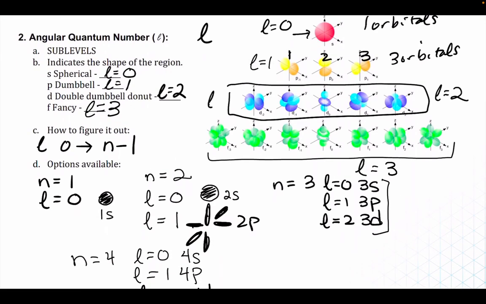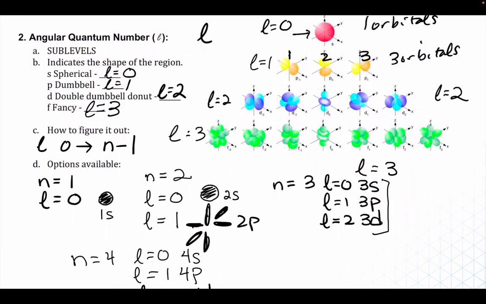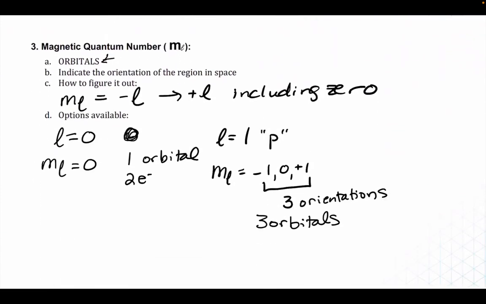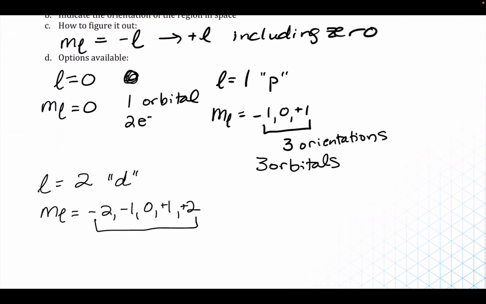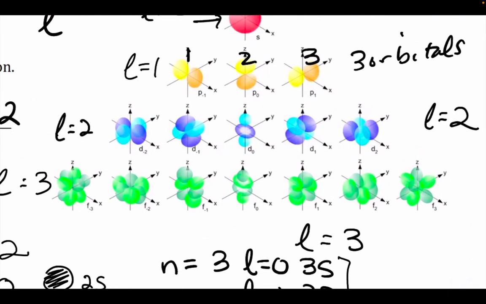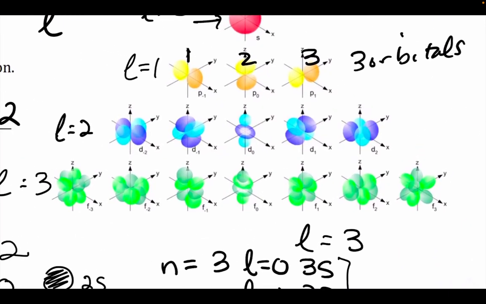So we'll keep going. I'm just going to change this a little bit, and then we can add to this. So the next L value would be L equals 2. So now we're talking about the D. So m sub L is going to equal -2, -1, 0, +1, +2. So notice there's 5 orbitals essentially for the D shape. And again, if you go up here, the D has 5 different ways that it can be in space.